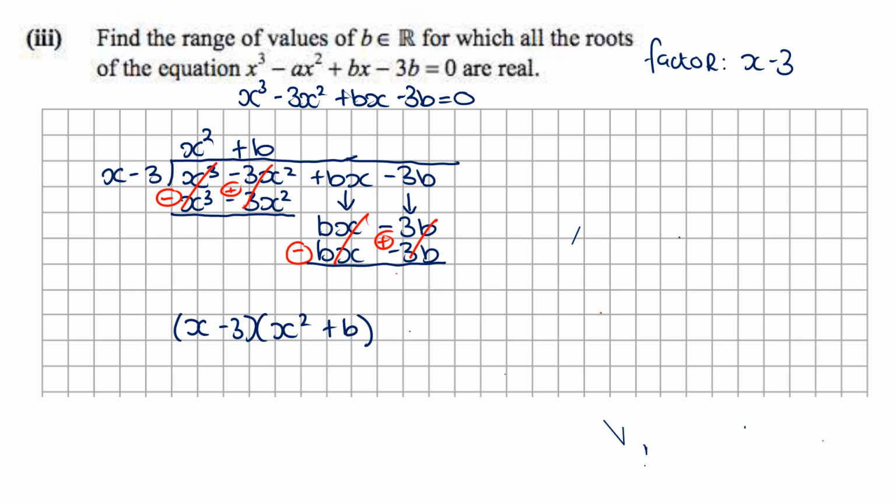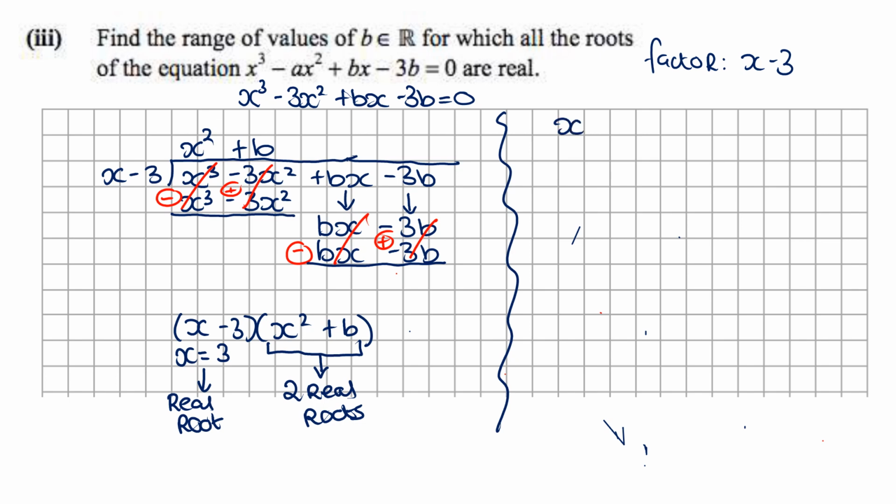The question asks us to find the range of values of b for which all the roots are real. So here, x equals 3 is a real root. So we have one real root, that's fine. Now we want to say, well, what about this? We want this to have two real roots. When I say that, in your head there should be a little alarm going, oh, two real roots, I know something about that. And we do. We have a quadratic. It's not a quadratic trinomial, but it is a quadratic, x squared plus b. And we can use the discriminant.